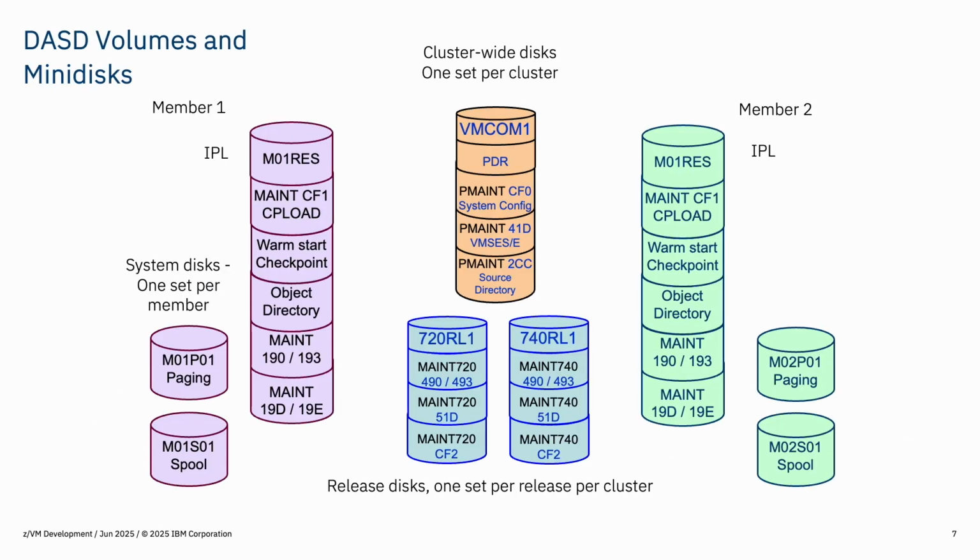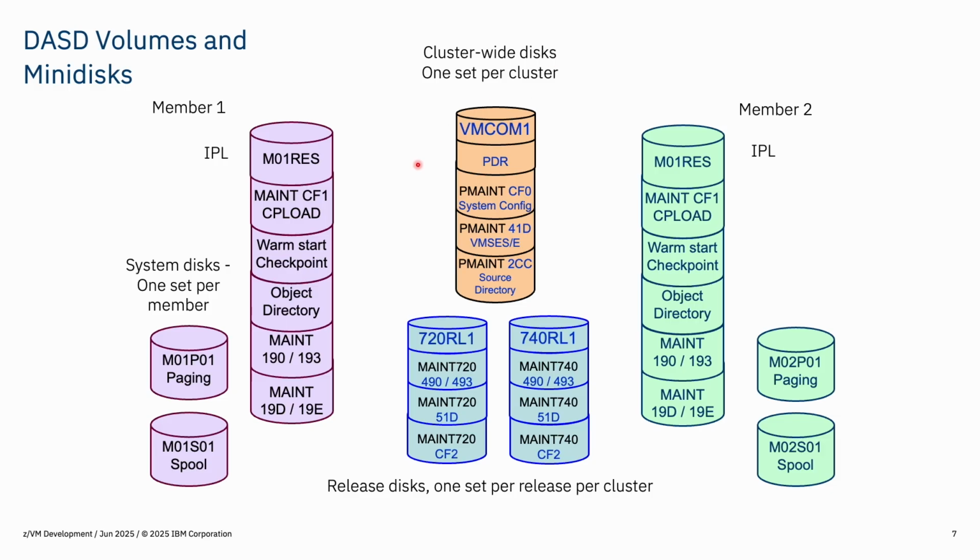Before we dive into the installation procedure, let's take a look at what the DASD layout of a z/VM system actually looks like. This is important as we start to plan our installation because we want to know where we're installing our system to. This diagram actually represents a 2-member SSI system, just to show you which volumes are going to be shared and which are not.